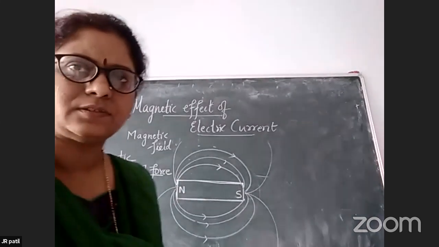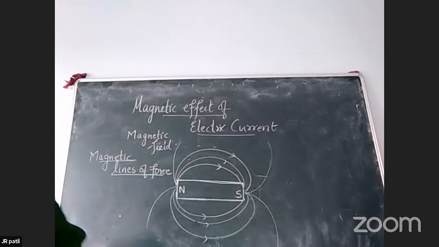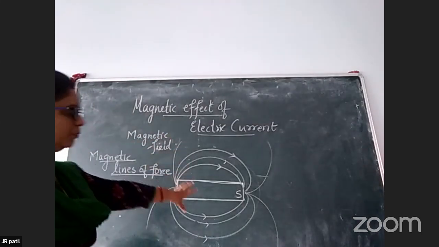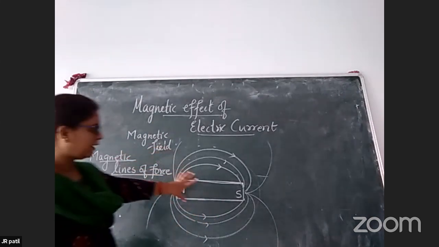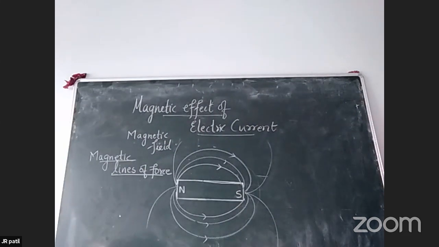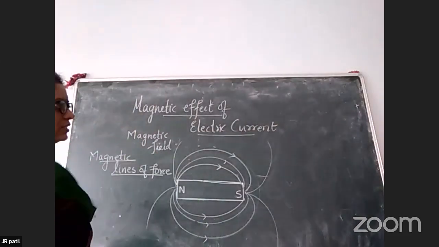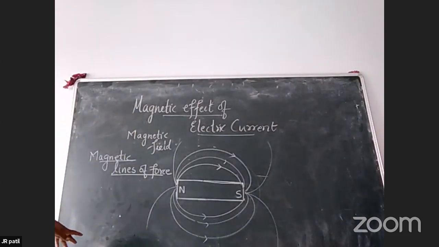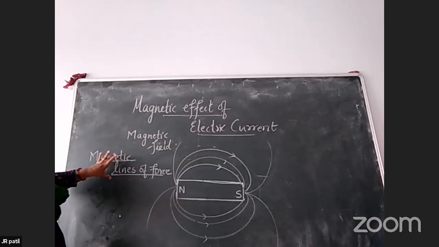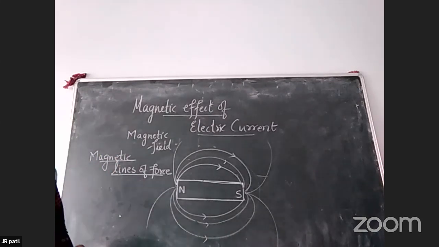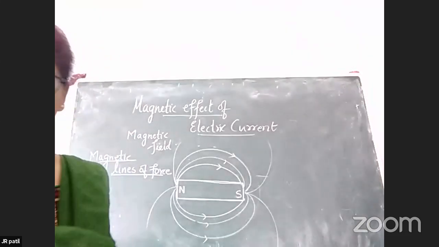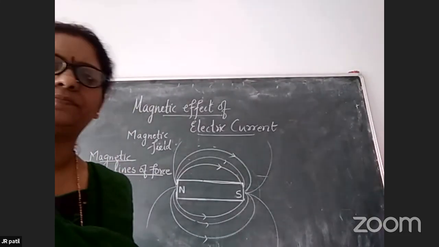So what have we seen today? What do you mean by magnet? What do you mean by magnetic field? How is the magnetic field in a bar magnet? Two poles of magnet. Yes, and what is the meaning of magnetic lines of force? We will continue with the properties of magnetic lines of force. Okay? Yes, ma'am.